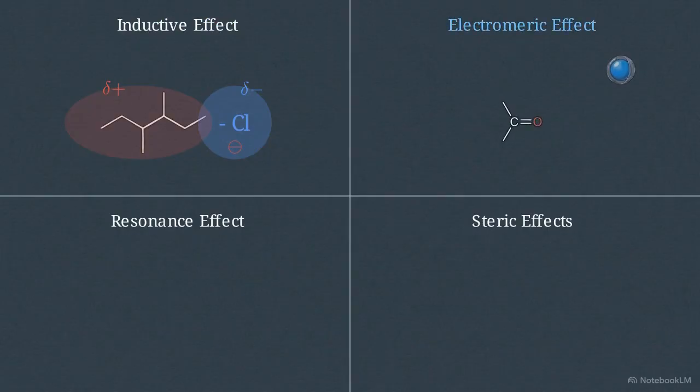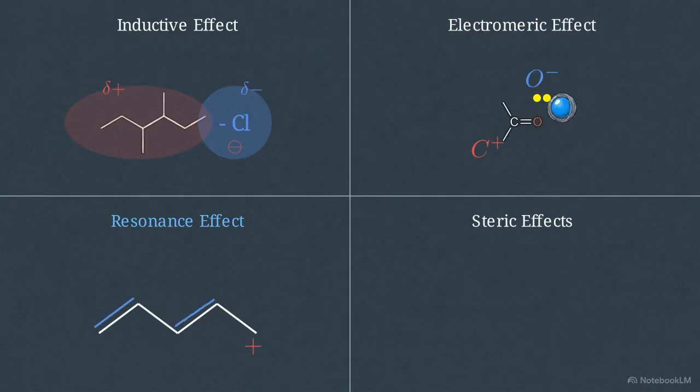The electromeric effect, by contrast, is a temporary complete transfer of pi electrons. This shift only occurs on demand, when an attacking reagent is actively present to force the polarization. Next is the resonance effect. Here, electrons are delocalized across multiple contributing structures, reducing overall energy and increasing the stability of the molecule.